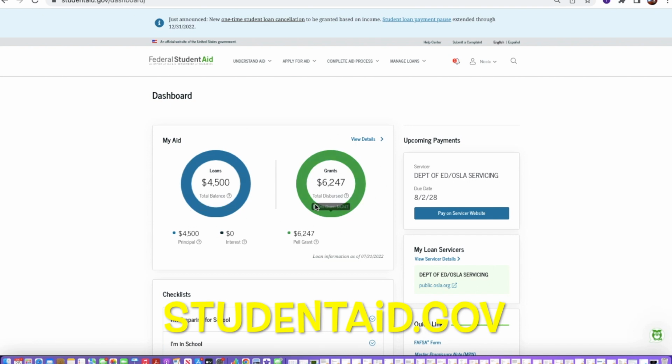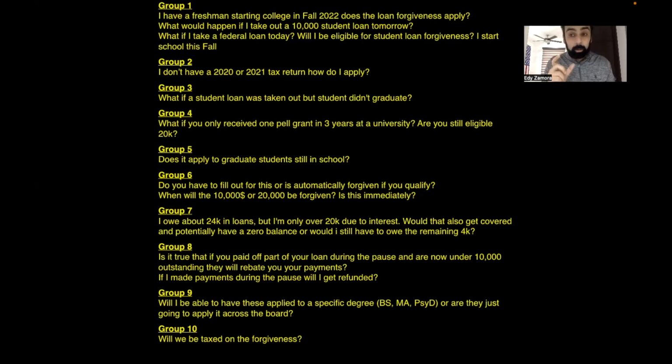The grants here are basically indicating if you've gotten Pell Grants. So if you've gotten Pell Grants, of any kind, at any time during the years you were in college, you are eligible for the $20,000, essentially the extra $10,000 of federal student loan forgiveness.